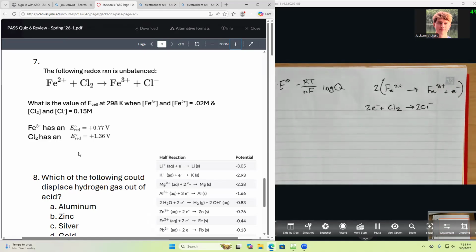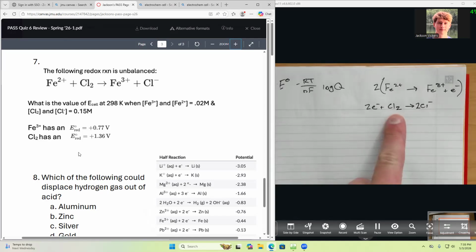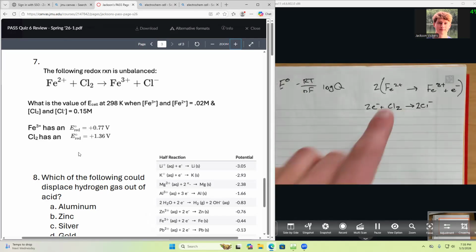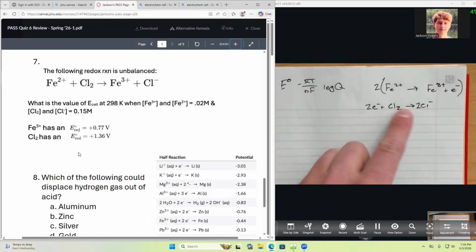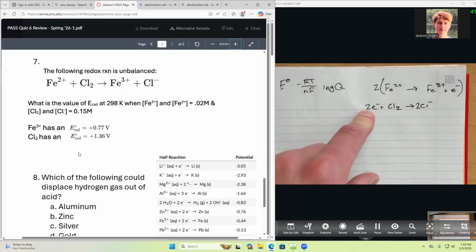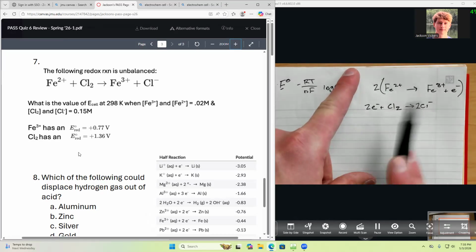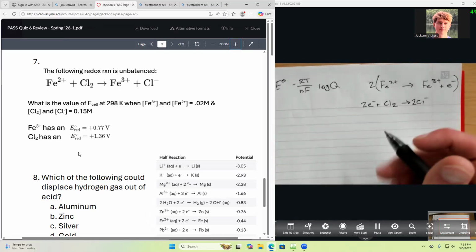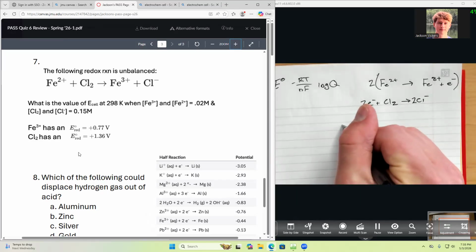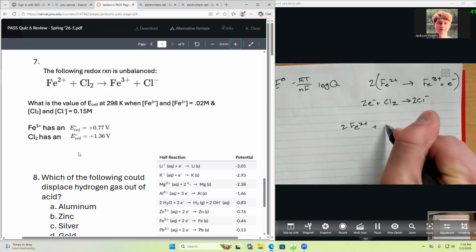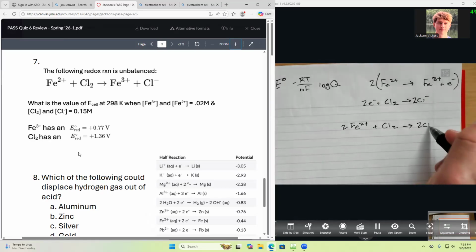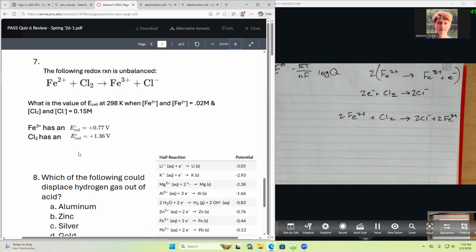So I've gone ahead and balanced this one up here. It's a little bit tricky, but we have to remember to balance the atoms first. So there's 2 chlorine and it goes to form Cl minus, so we had to put a 2 here and we added 2 electrons to this side to balance that. And then the top one, we only added 1 electron, but we have to multiply the whole thing by 2. So the new equation would look like this: 2 Fe2+ plus Cl2 goes to form 2 Cl- plus 2 Fe3+. And that does matter because when we do the whole Q, we need to make sure we're raising these things to their proper stoichiometric coefficient.